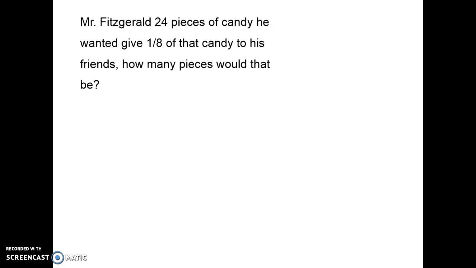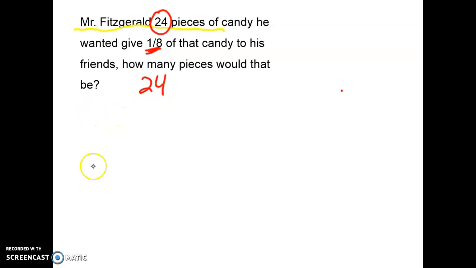I wanted to quickly talk about one of the questions that we're going to see a little bit more as we continue on with fractions. We're talking about taking a number, in this case 24, and then splitting it up and finding what 1/8 of 24 would be.